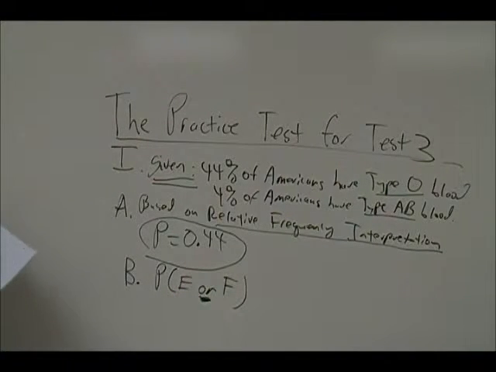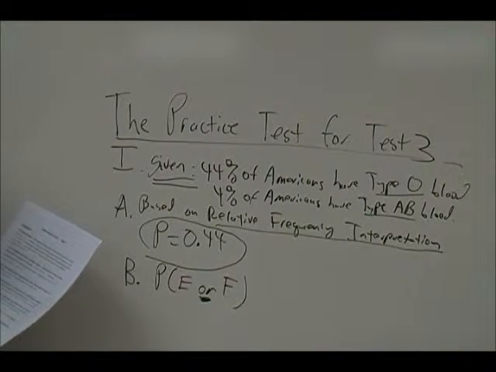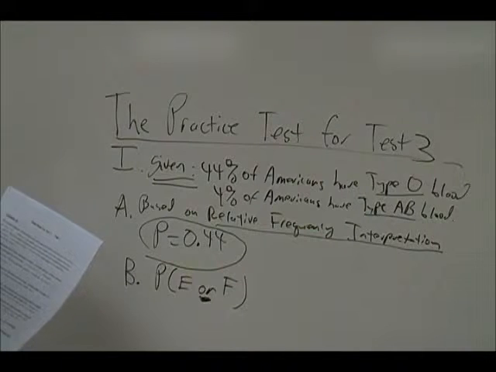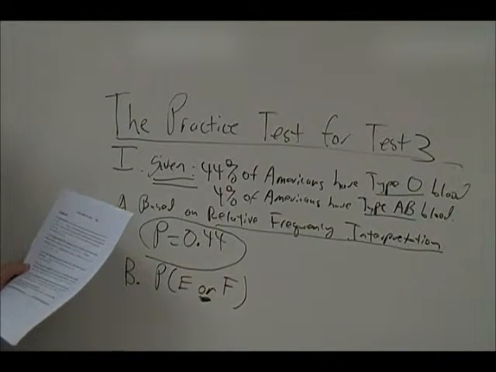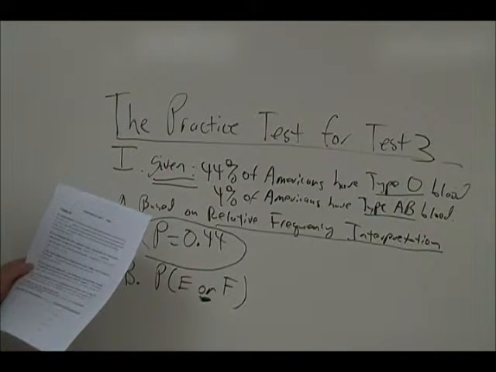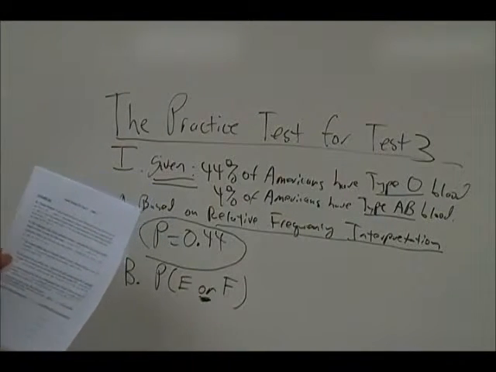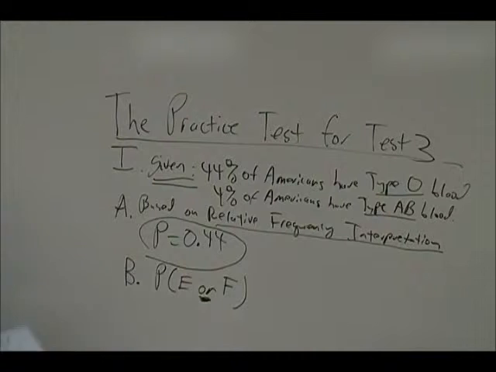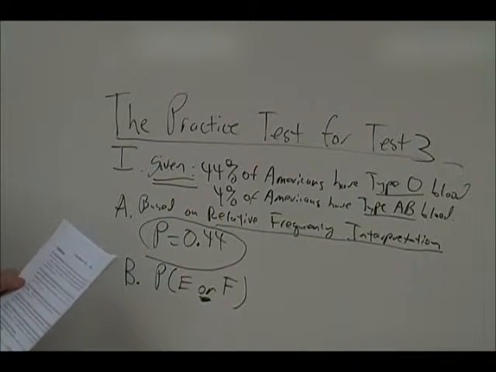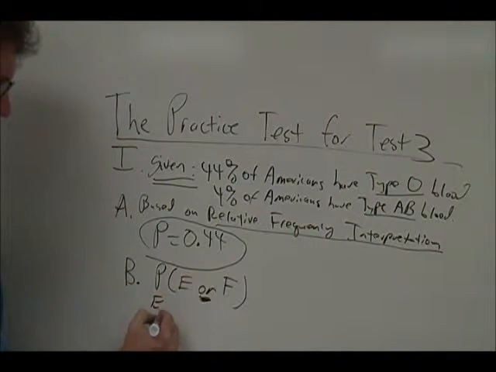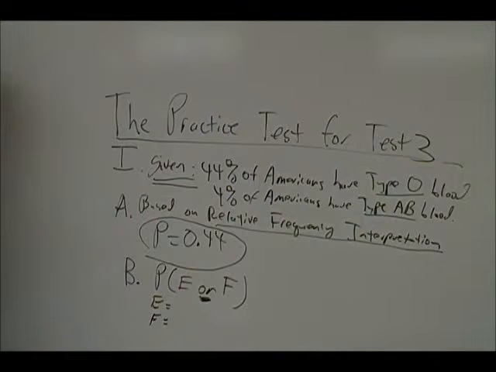We can either use Formula 1C from the cheat sheet, the formal addition rule for mutually exclusive events, or we can use Formula 1D, which is the general formula for the addition rule for non-mutually exclusive events. Before we figure out whether to use Formula 1C or 1D, we have to decide whether the event E and the event F are mutually exclusive or non-mutually exclusive events.